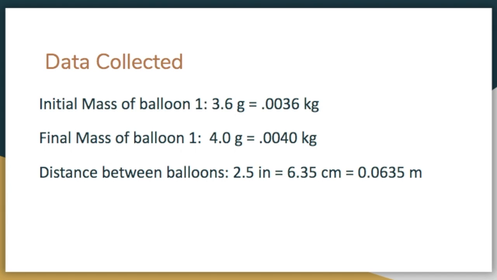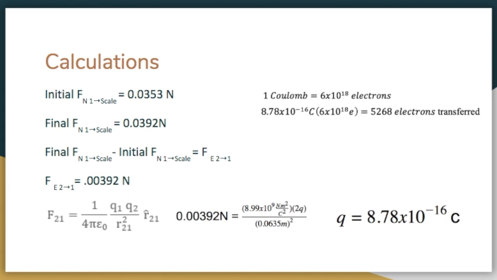The data we collected during the experiment was the initial mass of balloon 1, the final mass of balloon 1, and then the distance between the two balloons, which was 0.0635 meters. To start off our calculations, we calculated the initial normal force of balloon 1 using the initial mass of balloon 1, and the answer we got was 0.0353 newtons. We then did the same thing to find the final normal force of balloon 1, which was 0.0392 newtons.